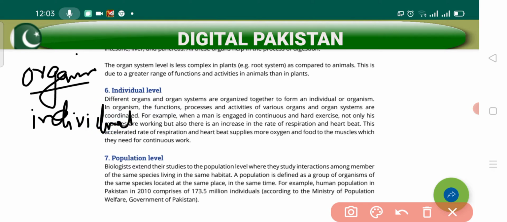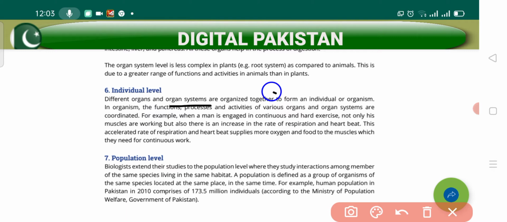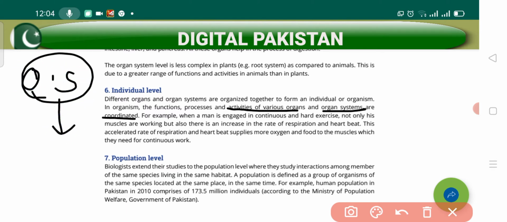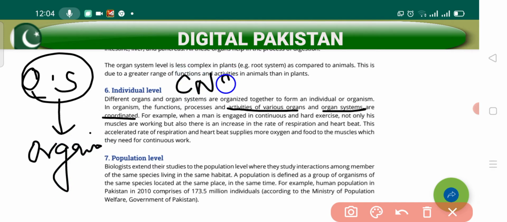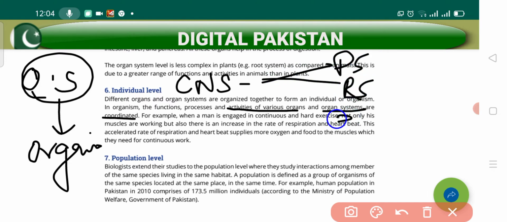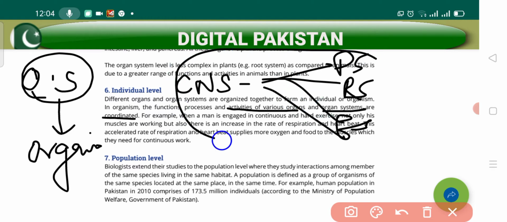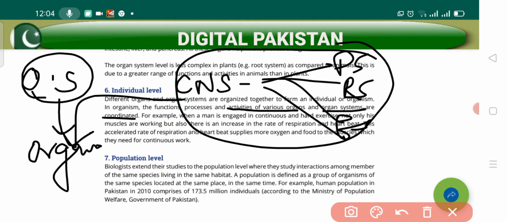Different organs and organ systems are organized together and they are forming an individual or organism. In an organism, the function, process, and activity of the various organs and organ systems are coordinated. These organ systems coordinate with each other so that the organism survives in a better way. Let's suppose the central nervous system coordinates with the rest of the systems: digestive system, respiratory system, excretory system, and this coordination is making a complete living organism.